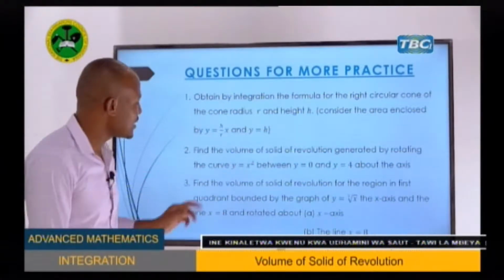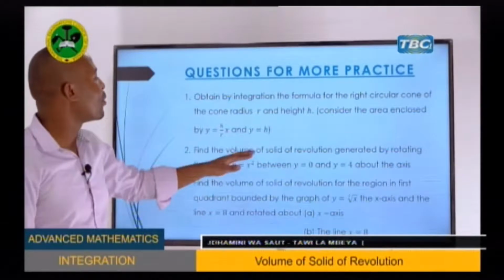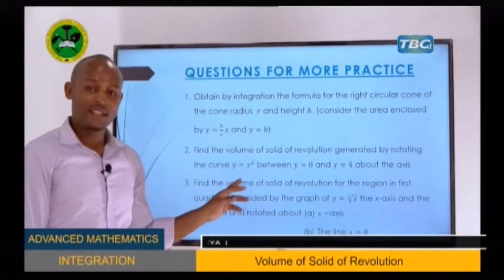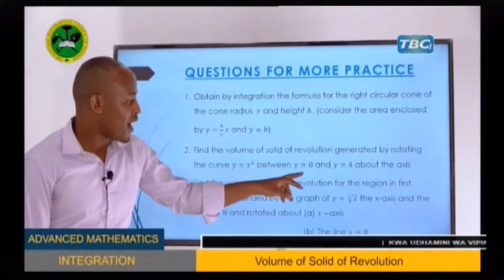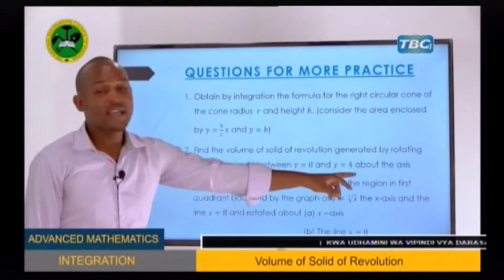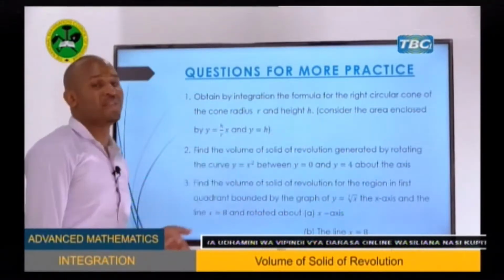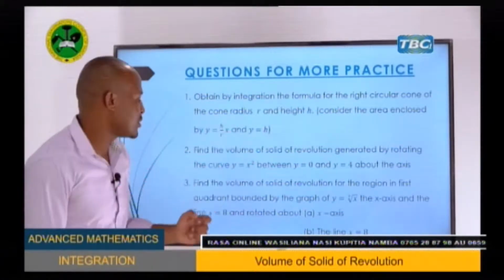And the second example says find the volume of the solid of revolution generated by rotating the curve y is equal to x square between y is equal to 0 and y is equal to 4 about the x-axis. Actually this second one is very, very simple. Even the first one is very simple, but it needs you to think a little bit more.